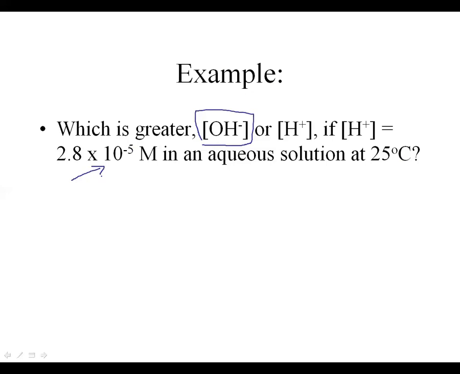Okay, so let's take a look. In this case, we're given the H plus concentration. As I mentioned, it really doesn't matter which one you're given. You can do the same calculation. In this case, we'll do 1 times 10 to the minus 14, again making sure you use your exponent button, divided by 2.8 times 10 to the minus 5. If we pop all that into our calculator, you'll get something like 3.6 times 10 to the minus 10.